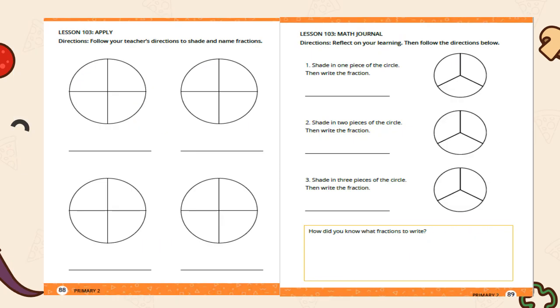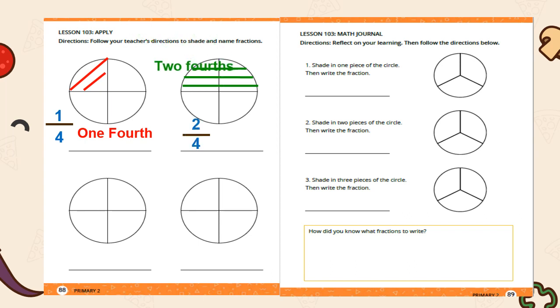The apply part: follow your teacher's directions to shade and name fractions. So we are going to shade each circle, then we write the fraction. In the first circle, now we have just one colored part over the total parts, 4. So the fraction is 1/4. Now we have 2 colored parts over the total parts 4. So the fraction will be 2/4.